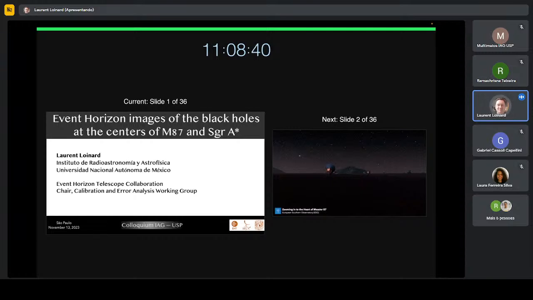This is an extra seminar because this week we have Professor Laurent here with us today. Professor Laurent Loinard is a professor of astrophysics at UNAM in Mexico, and he's part of the EHT collaboration, the Event Horizon Telescope collaboration. As of now, he's the chair of the Calibration group. His talk is Event Horizon Images of the Black Holes at the centers of M87 and Sagittarius A star.